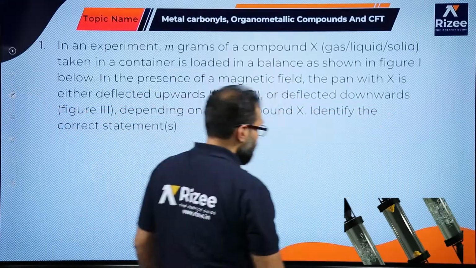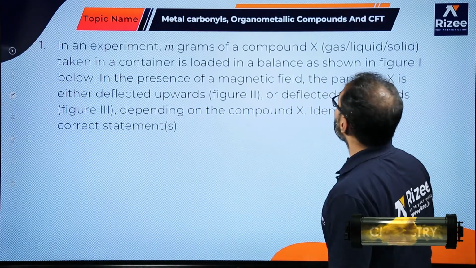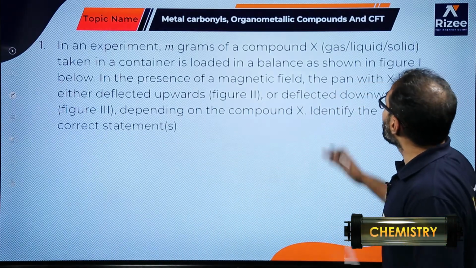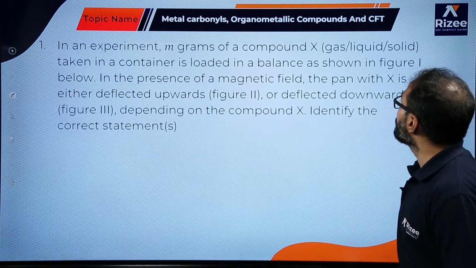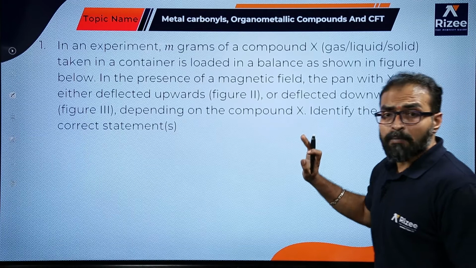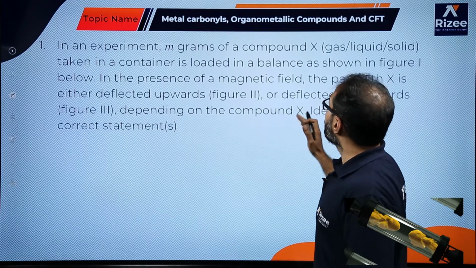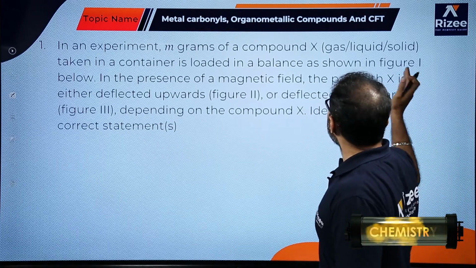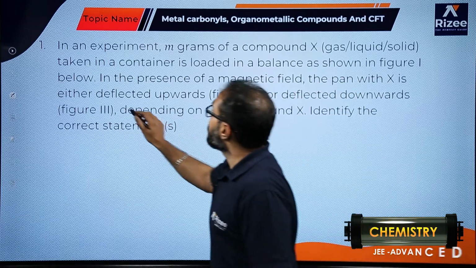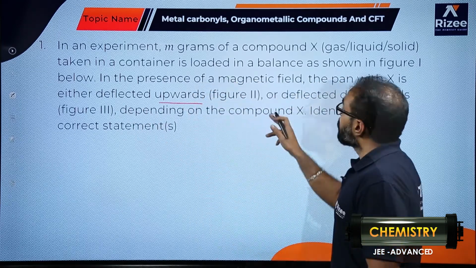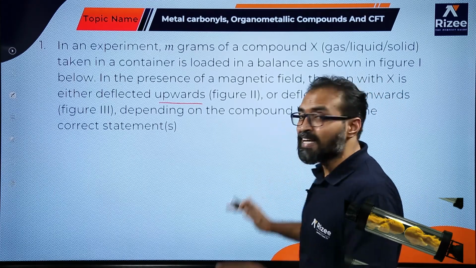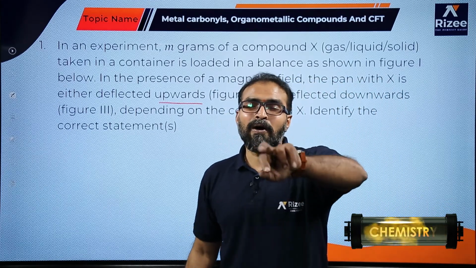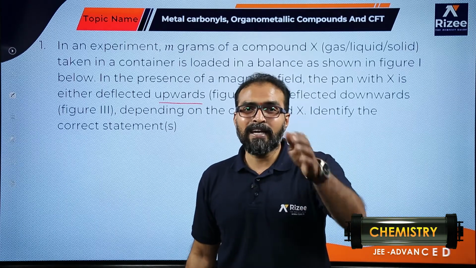Now see this. In an experiment, m grams of a compound X, gas or liquid or solid, taken in a container is loaded in a balance as shown in the figure. In the presence of a magnetic field, the pan with X is either deflected upwards, figure 2, or deflected downwards, depending on the compound X. That is, they are asking whether it is paramagnetic or diamagnetic.